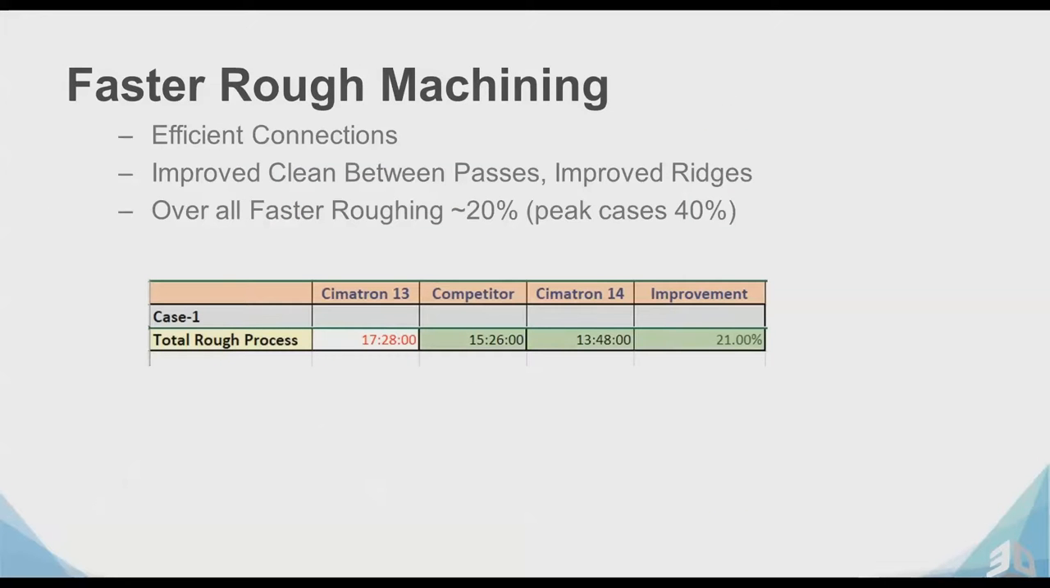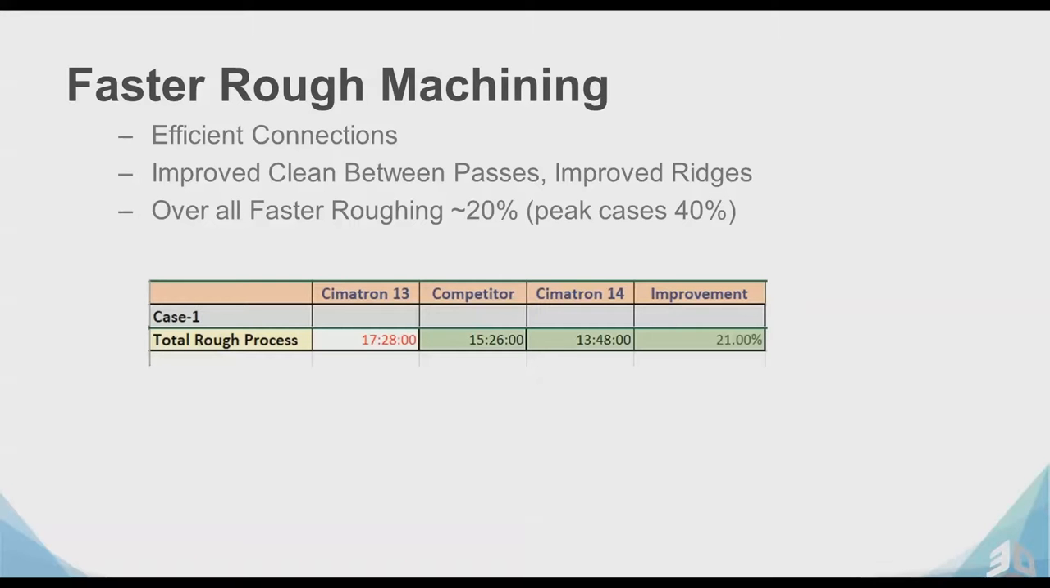Switching to the roughing, here, not speaking of the high performance roughing, but the standard roughing, utilizing efficient connection and improved clean between passes and improved ridges. All those are terms of the algorithm, but the bottom line for us, for the users, is utilizing a better roughing toolpath that can increase the roughing up to by 20%, at peak cases even up to 40%.